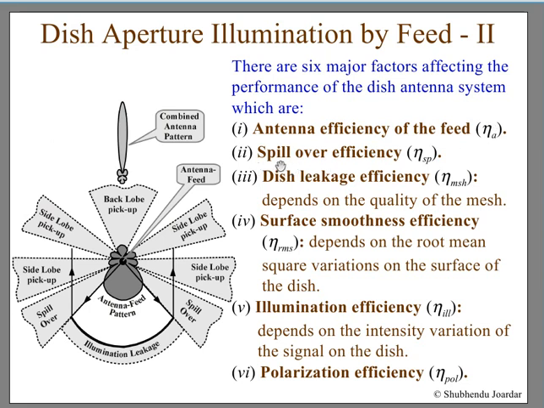Then spillover efficiency. That is the efficiency getting lowered because of this spillover. These definitions I will give you in the next page. Then dish leakage efficiency. That is, mesh depends on the quality of the mesh. Quality means how small the hole of the dish is. That will decide its quality, and this relates to eta mesh. And then surface smoothness efficiency, eta RMS.